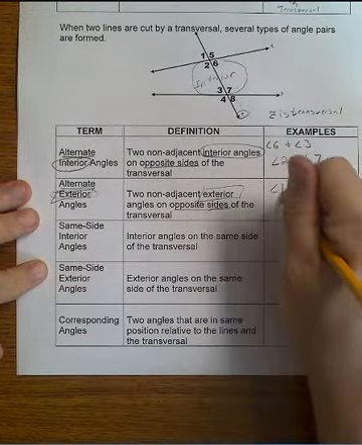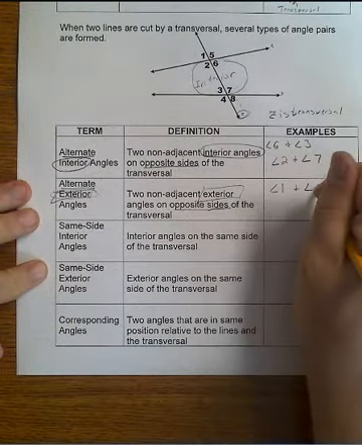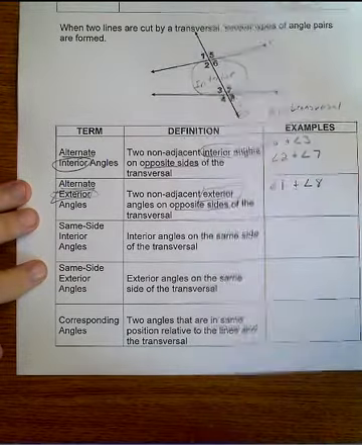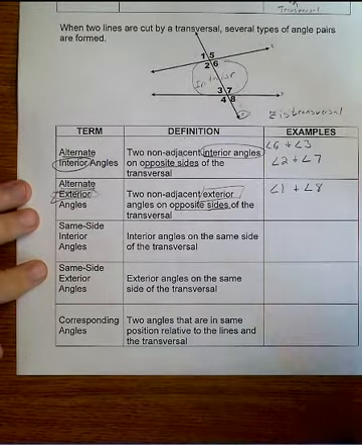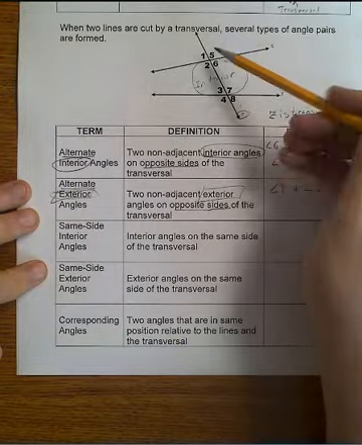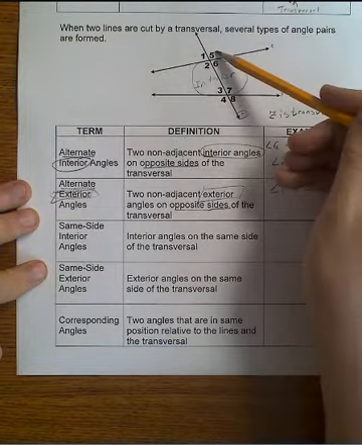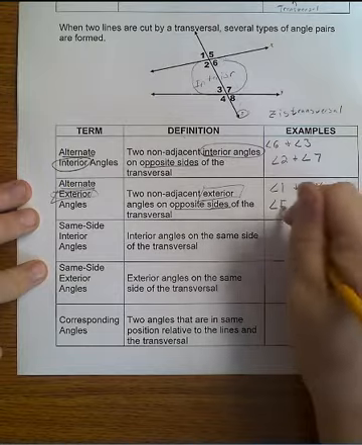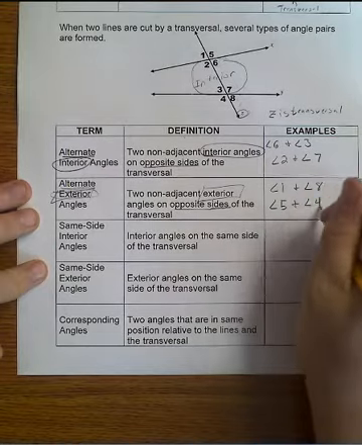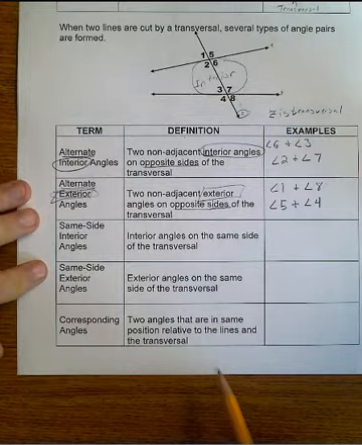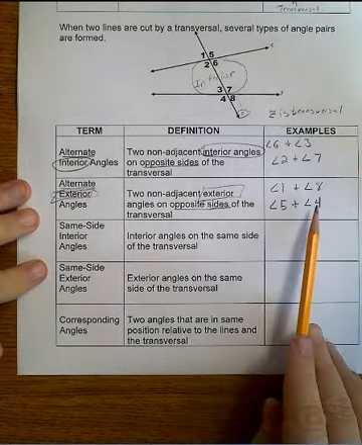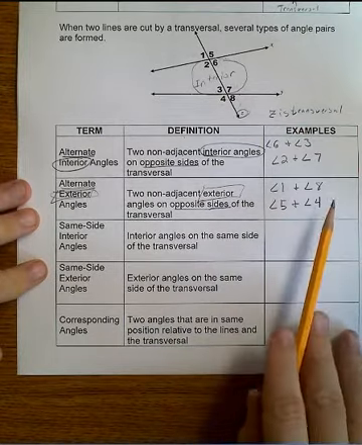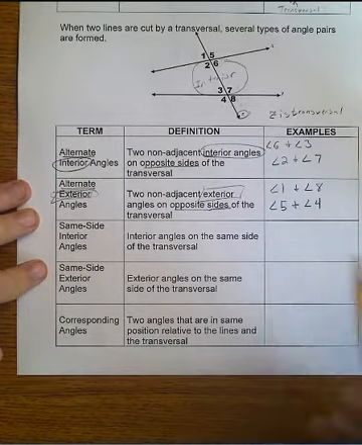Angle 1 and angle 8. I, of course, have another pair of alternate exterior. Starting with angle 5, it would be angle 4. Angle 5 and angle 4. Now, I'm pausing a little bit before I say the second point on my second pair because I want you to see if you can come up with what it is before I do.